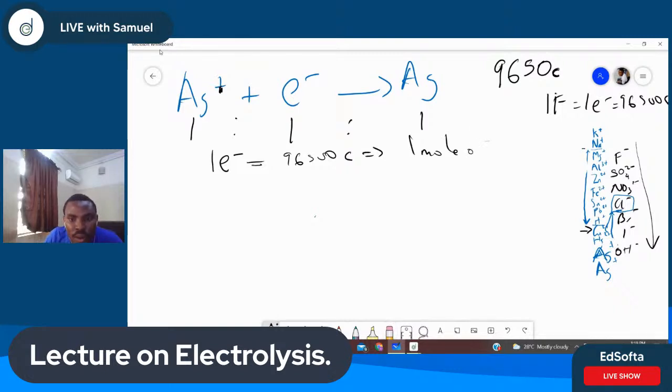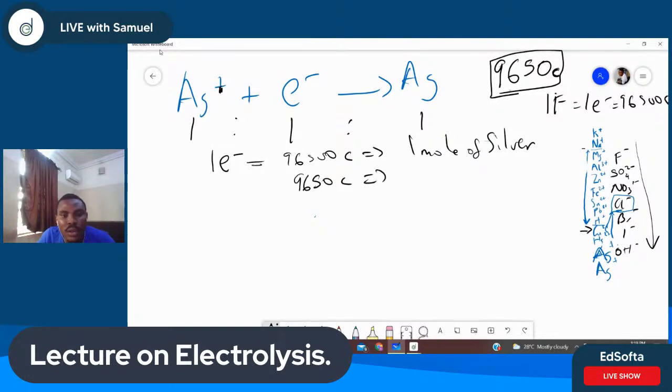1 mole of silver. So what do we need? We need to know the charge that they are passing. The charge is 96500 coulomb, which gives us 1 mole. So 9650 coulomb is going to give us X moles of silver. We are trying to find how many moles of silver.